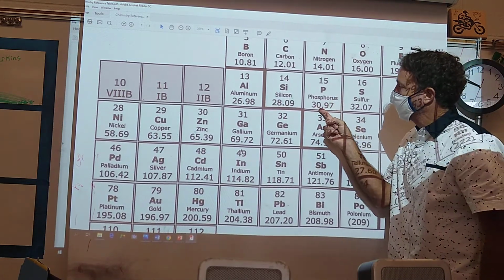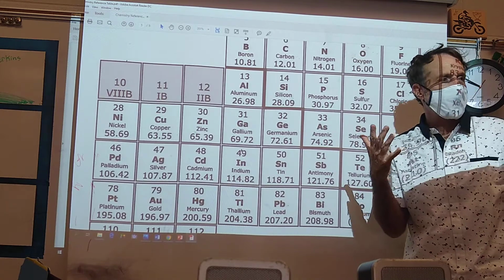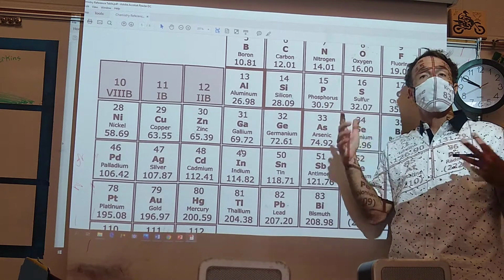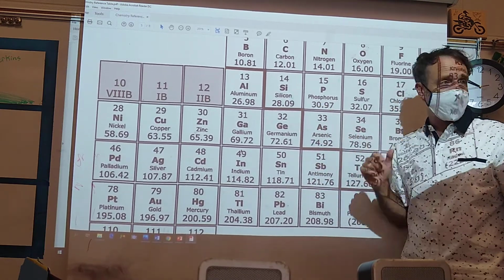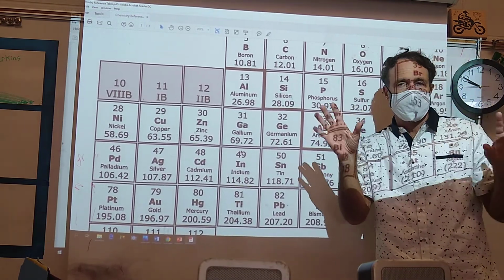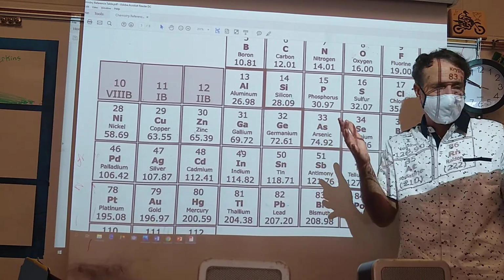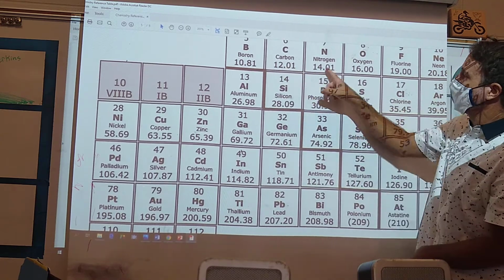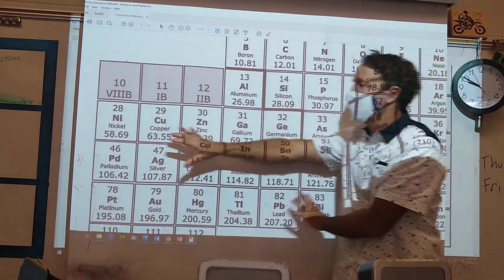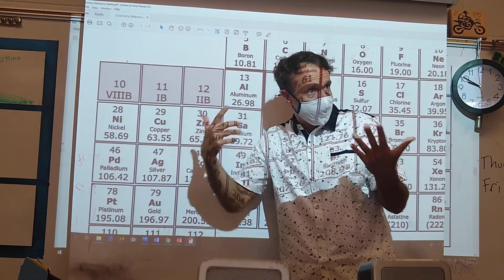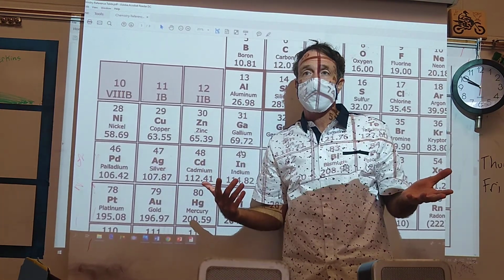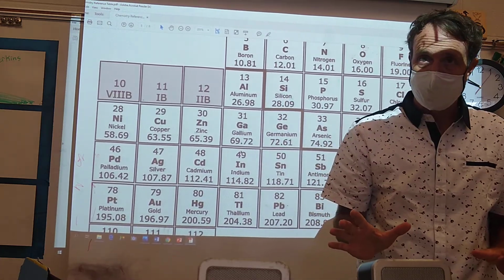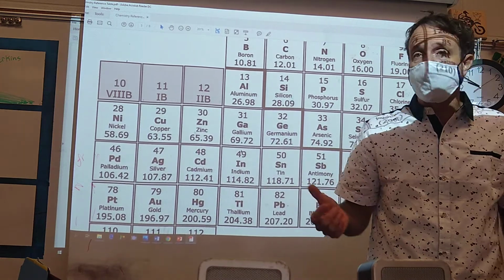Phosphorus, you can see, is 30.97. So that will tell us that most phosphorus atoms weigh 31. But there are many, many phosphorus atoms that only weigh 30. And if we average those out through a mathematical process, the average is 30.97. The reason we have all these decimals is because all of these atoms exist as isotopes. Okay? Now, an isotope doesn't mean that that one's dangerous. It just means it's different.